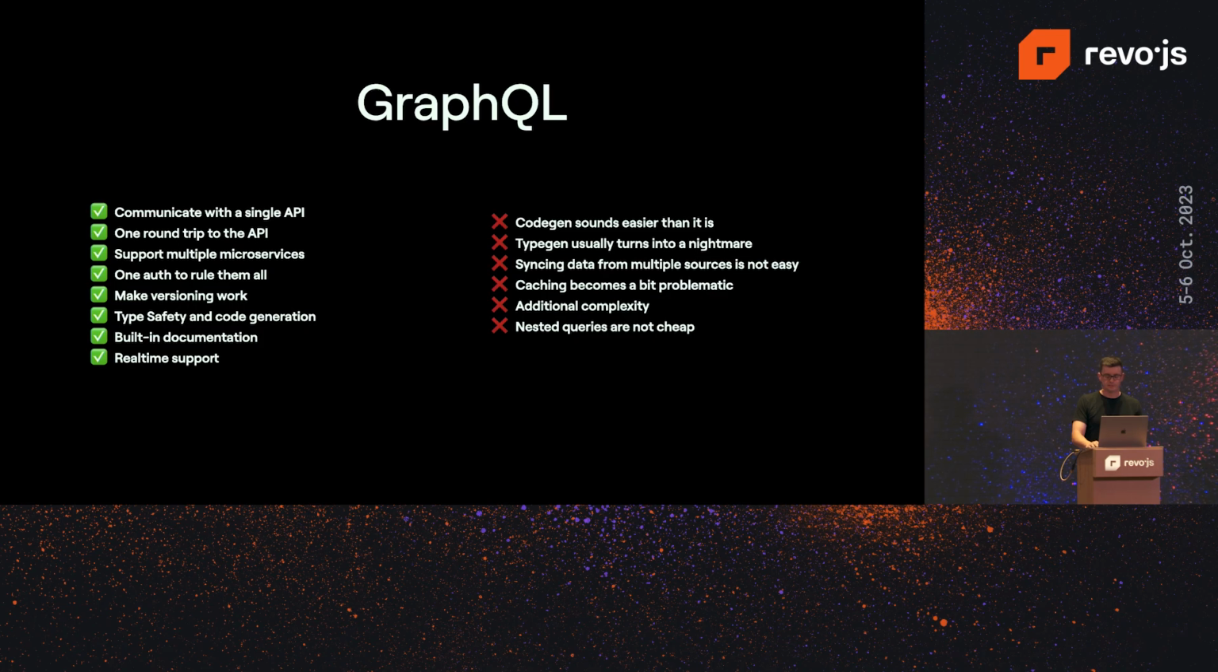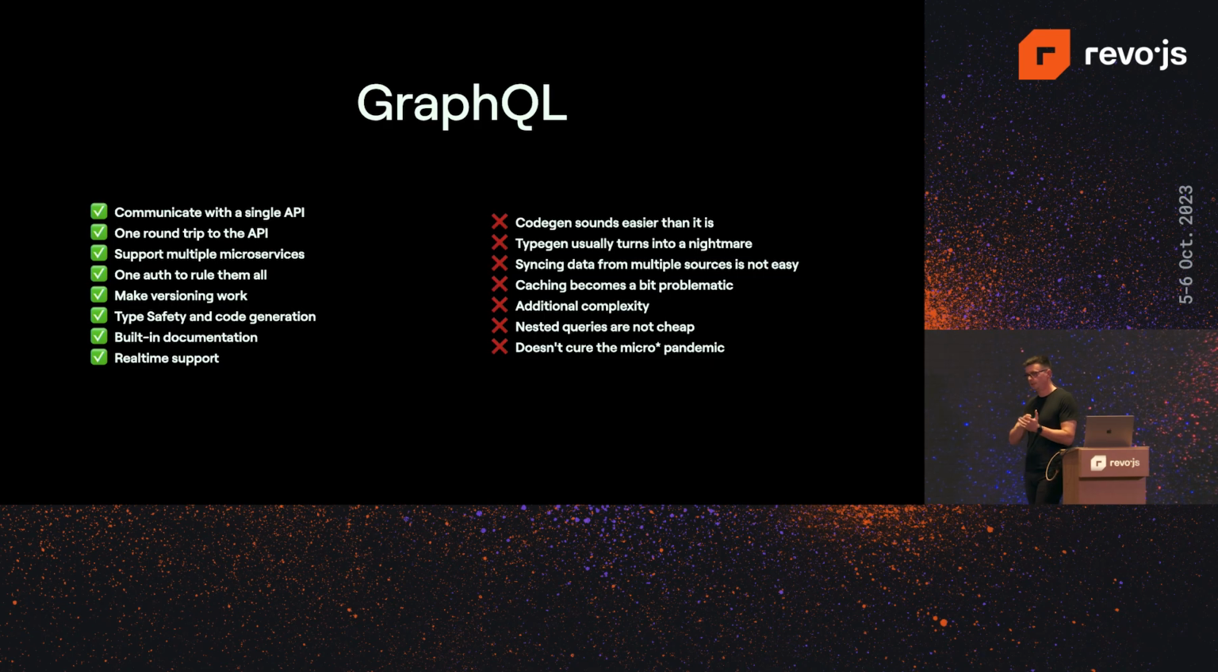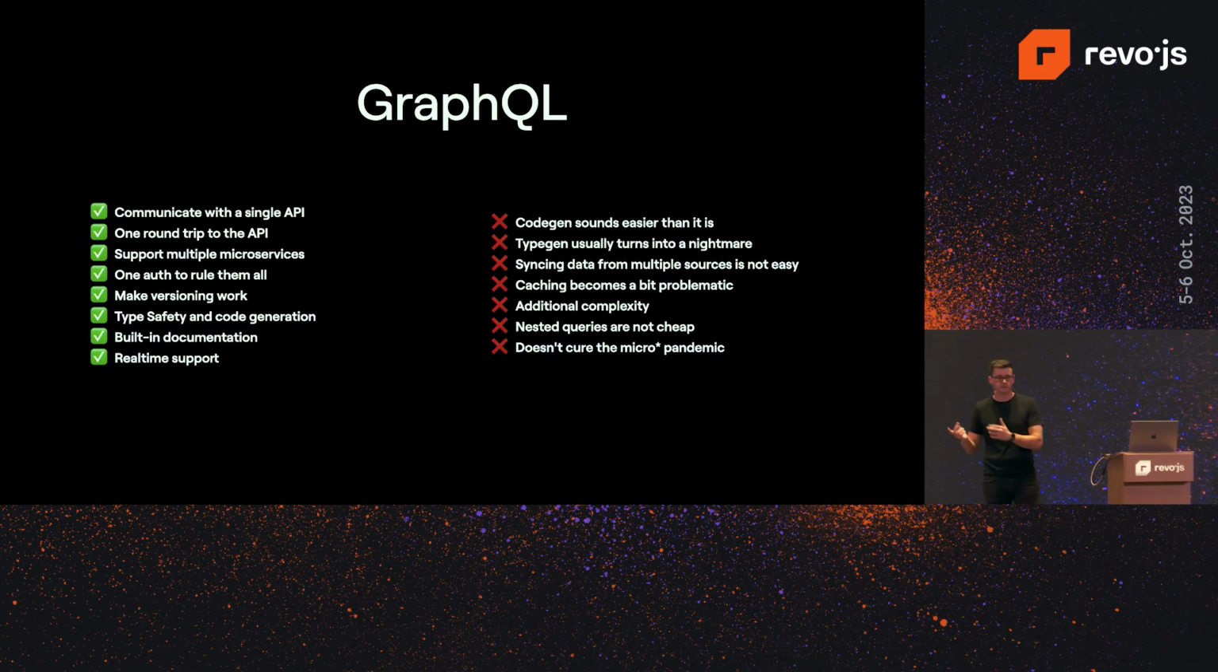Nested queries are still problematic, because in GraphQL it's really easy to request multiple layers of indirection of data, and then your backend coworkers won't be very happy about that. And it doesn't really cure the microservice pandemic, it kind of encourages it, because GraphQL is a very nice layer between your front end and your back end, and it kind of just works, so it kind of encourages you to write microservices.